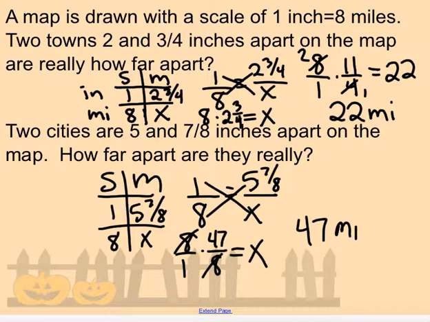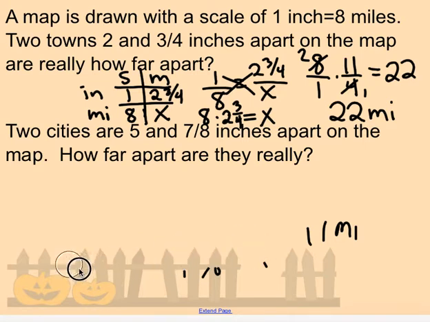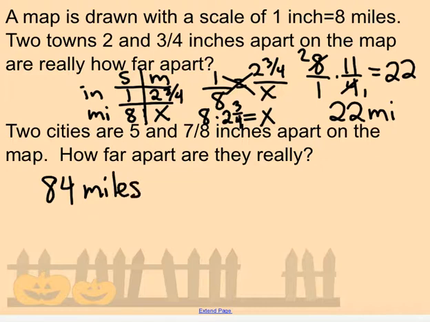Okay, now let's think about these two problems. We're given lots of information about the drawing, but what if we don't have information about the drawing and we just have information about reality? So I'm going to erase this for now, and I'm going to make up another question. Let's say that we're going on a trip, and we know that the towns are 84 miles apart. What would that look like on the map?